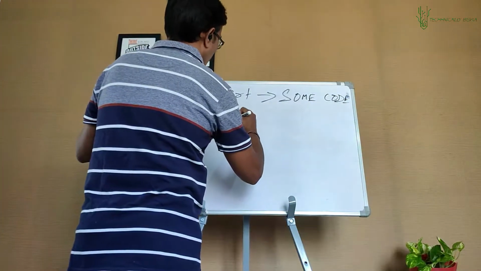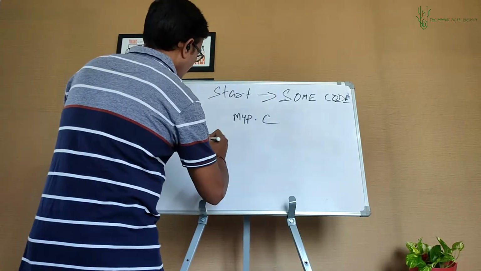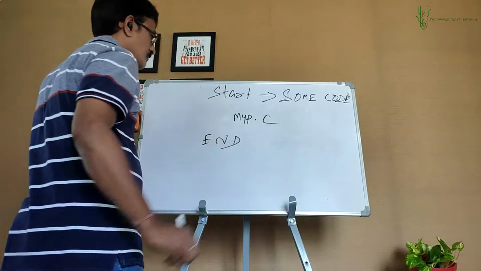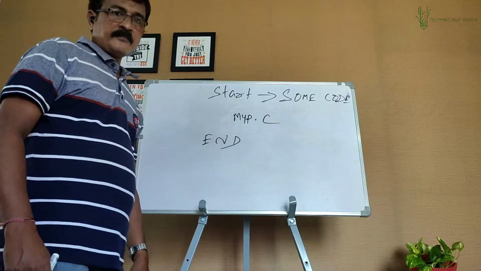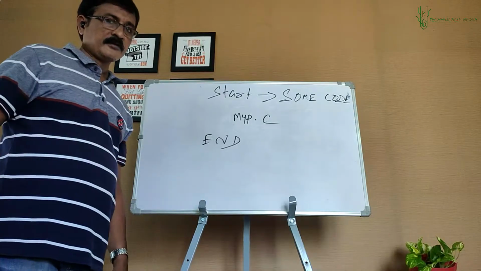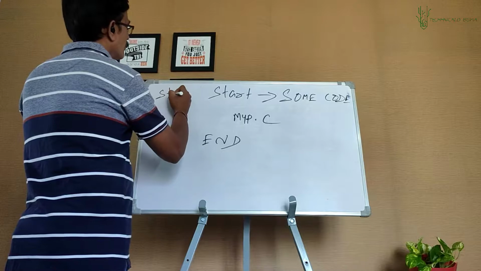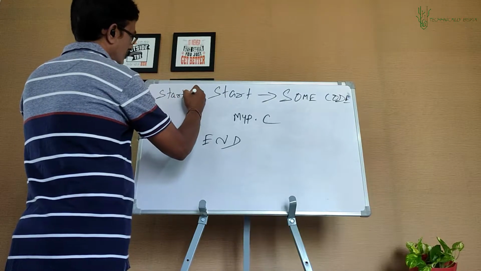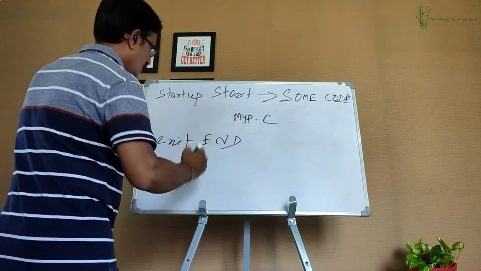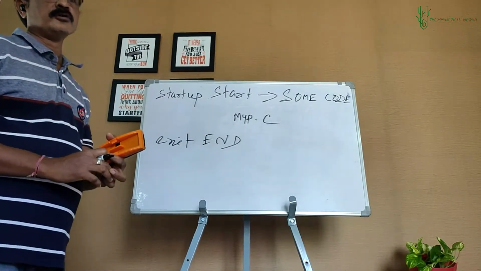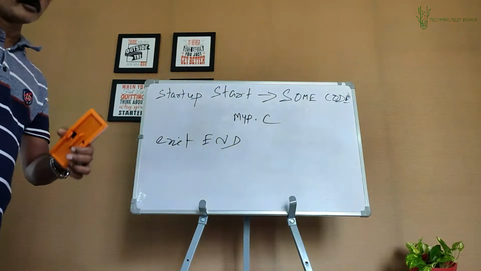Then I have myp.c which will be executed. Then in the end I have some code. Got it? Clear with this? So what is this? This is called startup code and this is called exit code. And Pragma allows you to have startup code and exit code in a particular program.